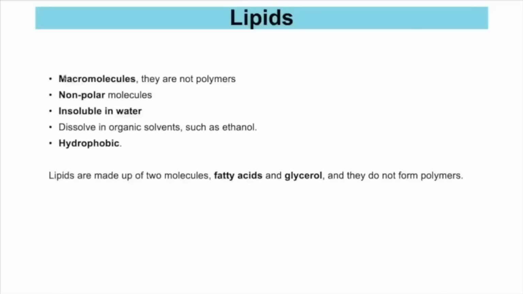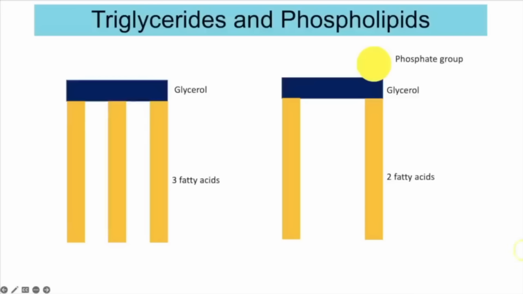So these are macromolecules, but they're not polymers. They're non-polar molecules, so they don't have a charge. For that reason, they're insoluble in water, but they do dissolve in organic solvents such as ethanol. And they are hydrophobic, meaning they are repelled by water. Lipids are made up of two molecules, fatty acids and glycerol, and they do not form polymers. The two key lipids that you need to know about are the triglycerides, shown here on the left, and phospholipids, shown on the right.